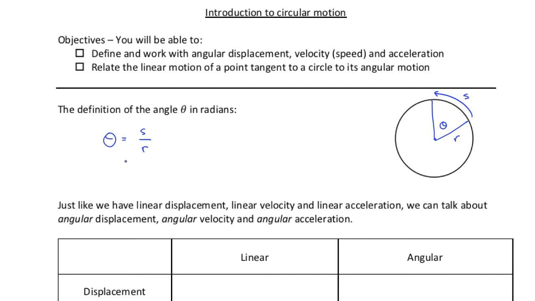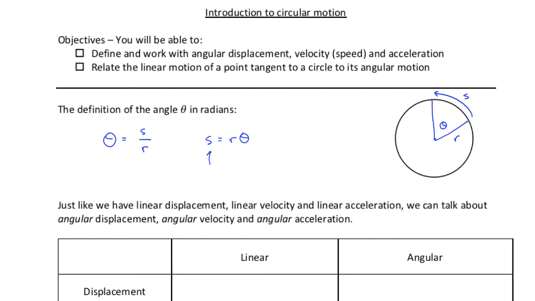In other words, to trace out an angle of 2 radians, we would need to sweep out an arc that is twice as long as the radius. Rearranging this, we get that the arc length is equal to r times theta.